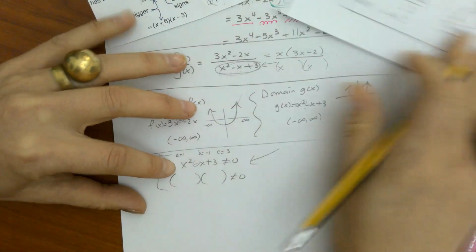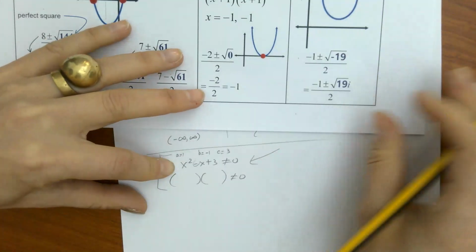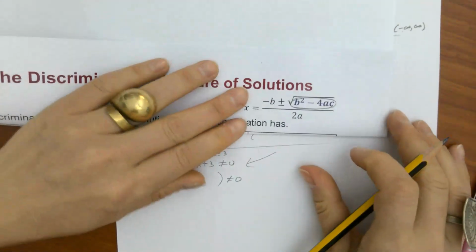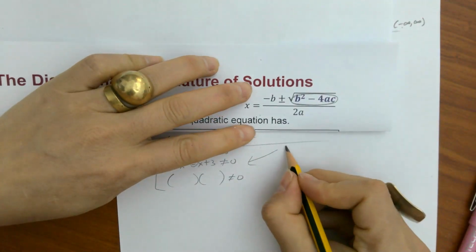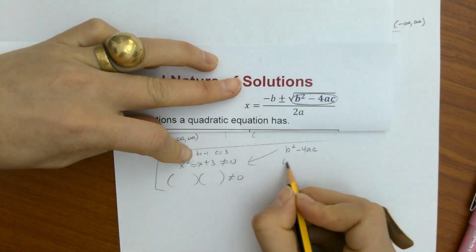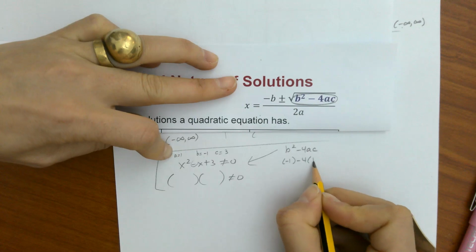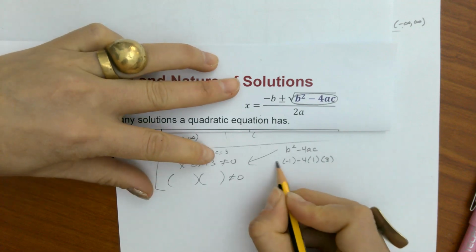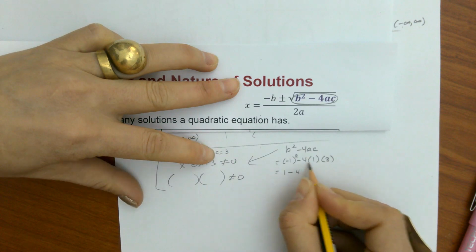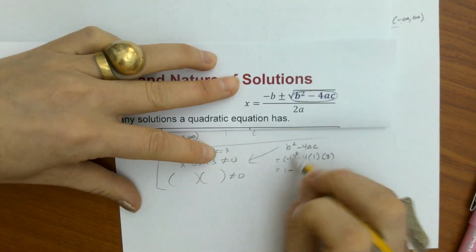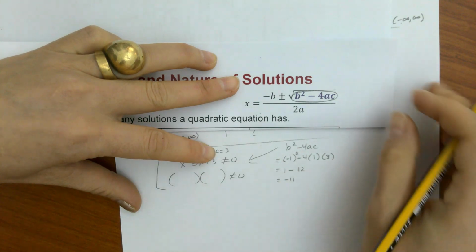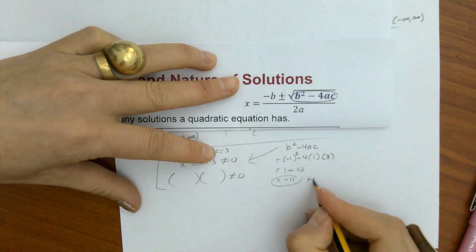So my discriminant is B squared minus 4AC. So B is minus 1, A is 1, C is 3, squared, so that's 1 minus 4 times 1 times 3, that's 12. Minus 12, that's equal to minus 11. So my discriminant is a negative number.